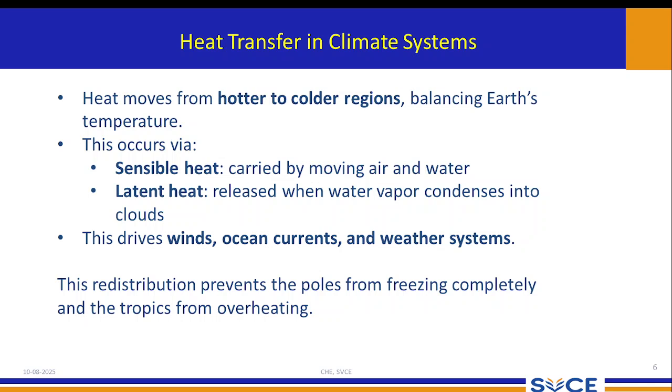Heat moves from the Arctic to colder regions. You might have studied heat transfer: heat is transferred from a higher temperature to a lower temperature. That's what they mean here. It moves to colder regions, balancing the Earth's temperature. This occurs via sensible heat and latent heat. Again, this is a chemical engineering principle, right?